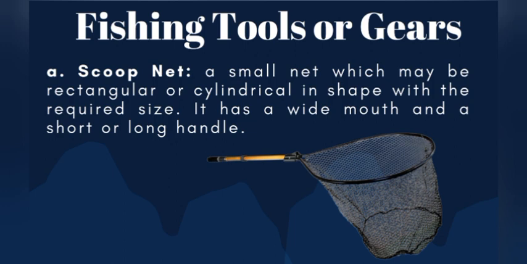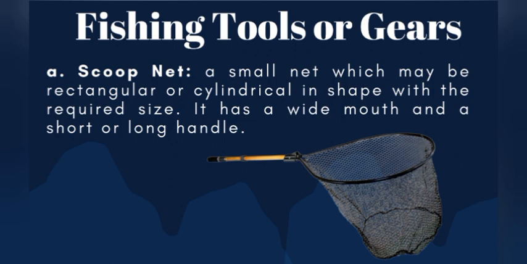In your forthcoming basic examination, you can be asked to identify this particular item. You can be given a picture and be asked to mention the importance or name this particular material. But do not forget, this is the shape of a scoop net.